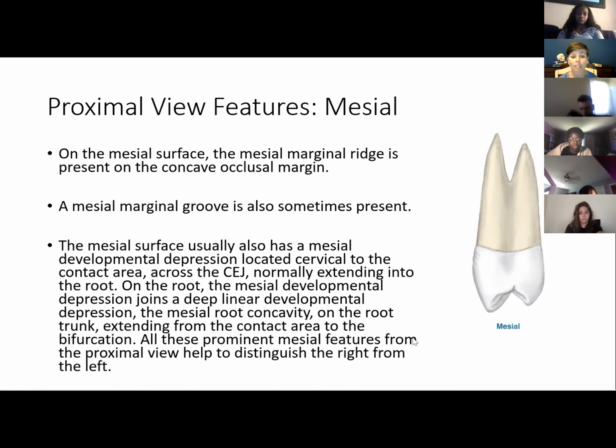So all of these mesial features help to distinguish the right side from the left side, right? So if we are holding that tooth in our hand, and I'm going to bring the teeth again on Monday so that we can really get a good idea for the way that the teeth look. When you're looking at the first premolar, you want to look for that depression on the roots, on the mesial, cervical to the contact, so that you can determine whether it's a right tooth or a left tooth.